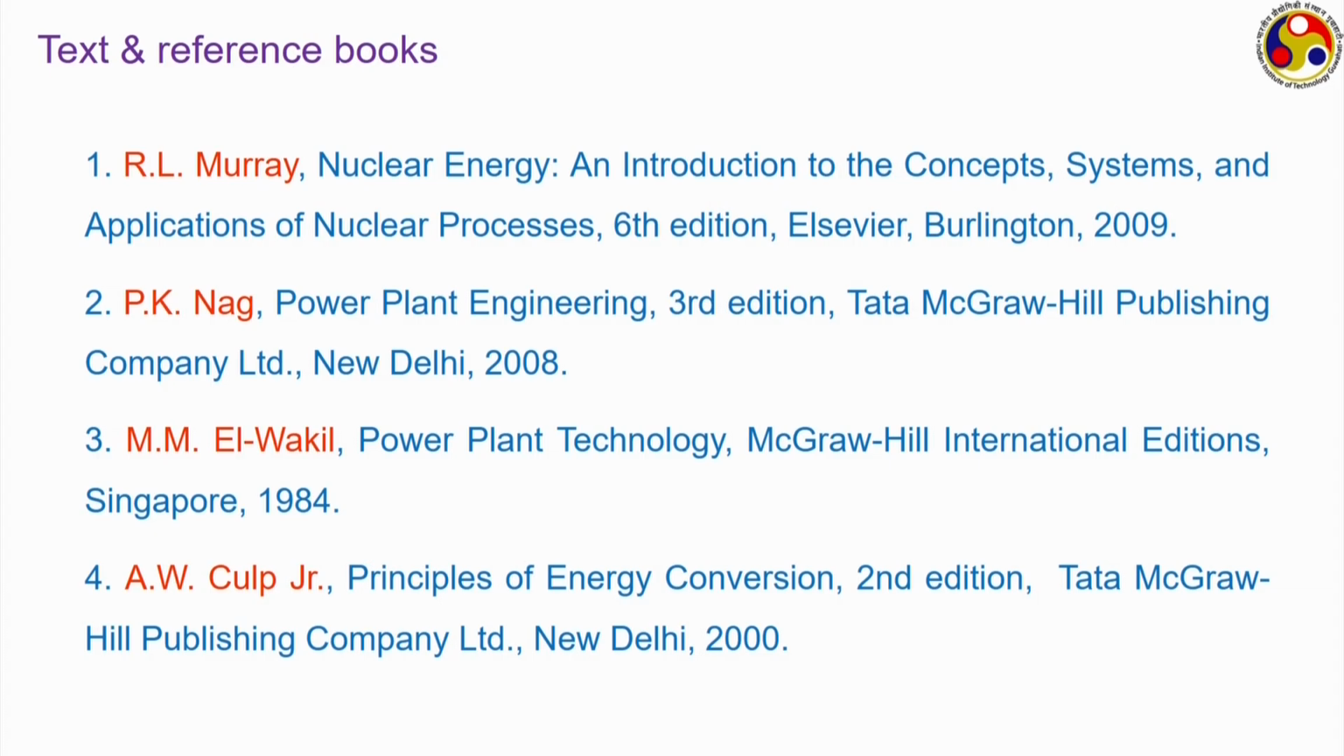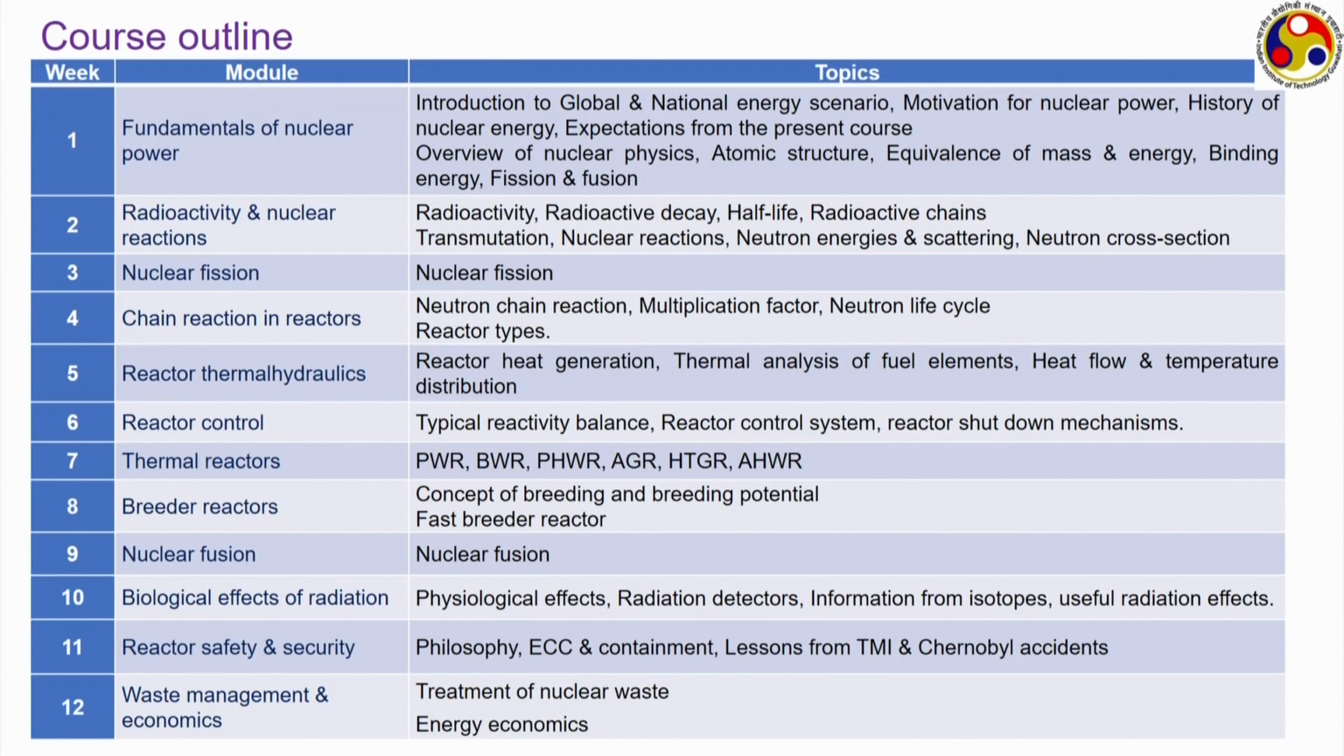These are the textbooks that we shall be following in this course. While I shall mostly be following the book of Raymond Murray, many of you may not have direct access to it, so you can follow either of the next two: the book on power plant engineering by Professor P.K. Nag, I think the 3rd edition is the latest one, and also the book by M.M. El-Wakil on power plant technology, another classical book. Both of them have a chapter on nuclear power generation, which is very relevant, and if I go back to the course outline, both of these books will be sufficient to cover up to module number 8 or 9 for this particular course.